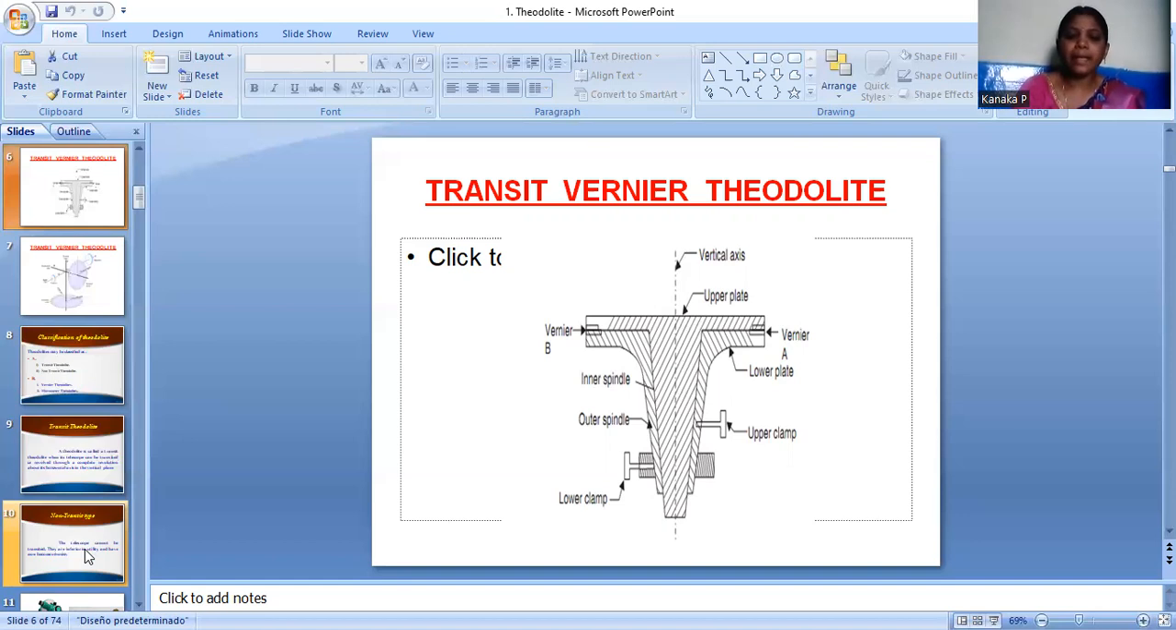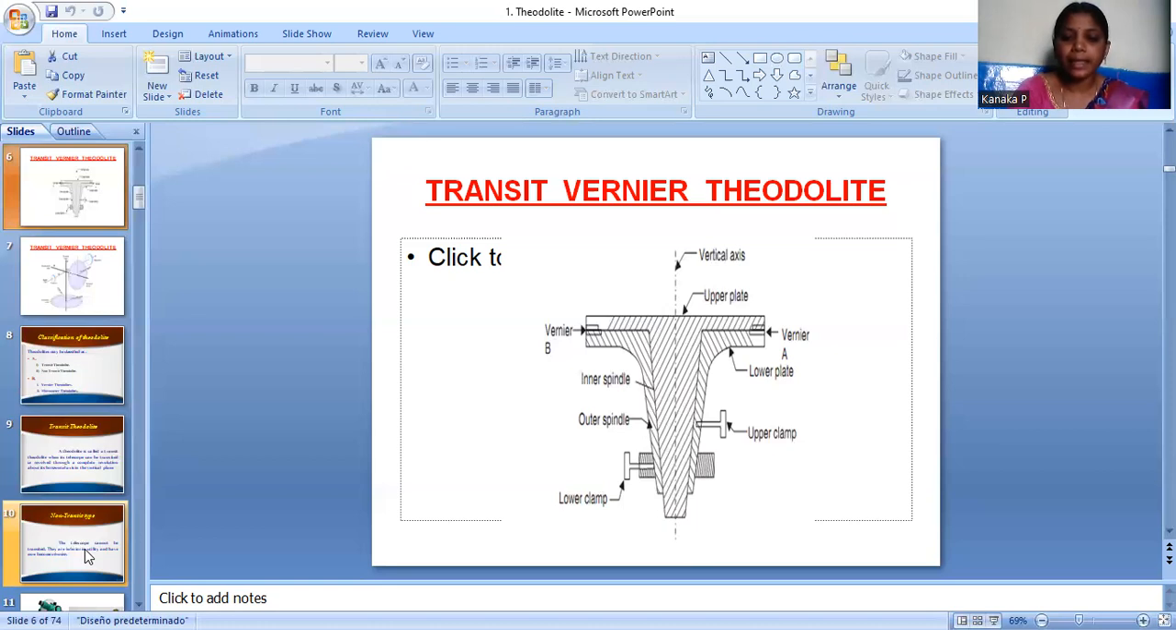Next one is the upper plate. The upper plate is attached to the inner spindle. This plate is also called the vernier plate. So the upper plate's other name is vernier plate. Next, the central axis of the inner spindle coincides with the outer one. This is an imaginary axis known as the vertical axis. The movement of the plate can be fixed by the upper clamp screw, and this is an essential arrangement in the measurement of horizontal angles.